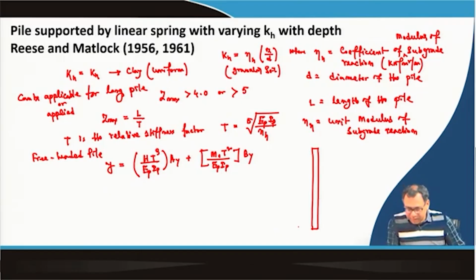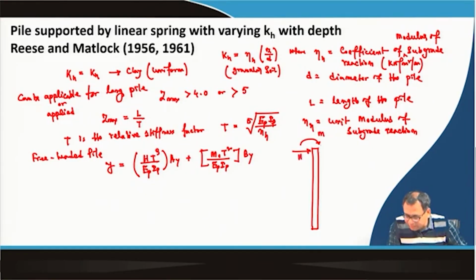Okay. So, this H is the load which is acting, and here there is also the moment, because H and M both are acting in the same direction. That means this moment is not due to fixity. This is the external moment which is acting. So, here we have to add the deflection due to this H and due to this moment. That is added here.